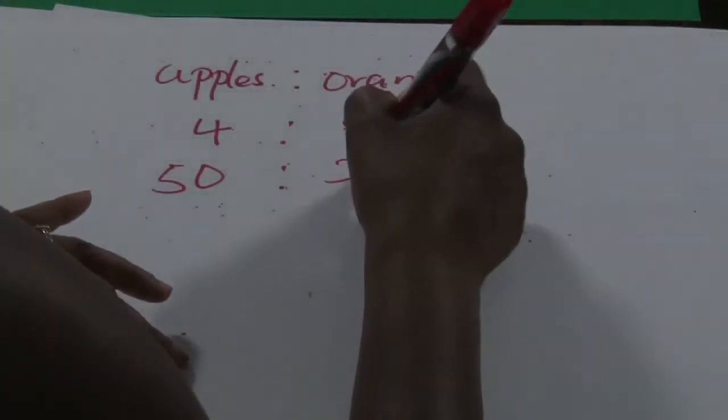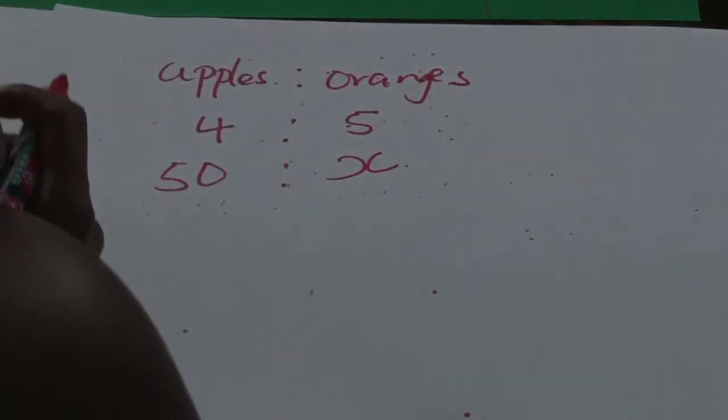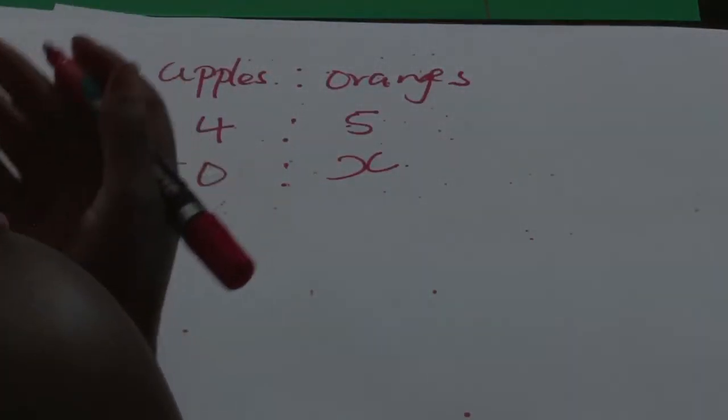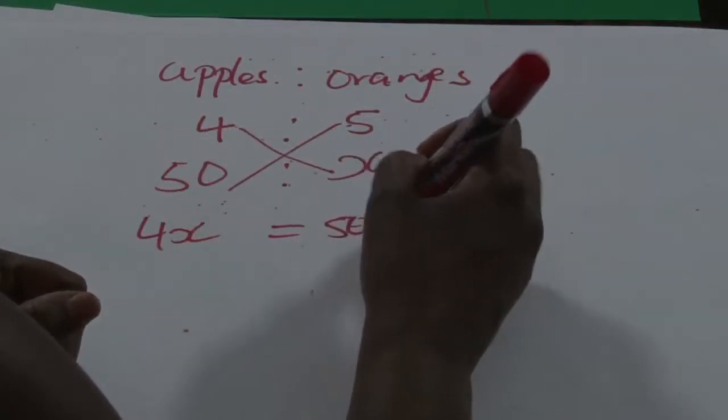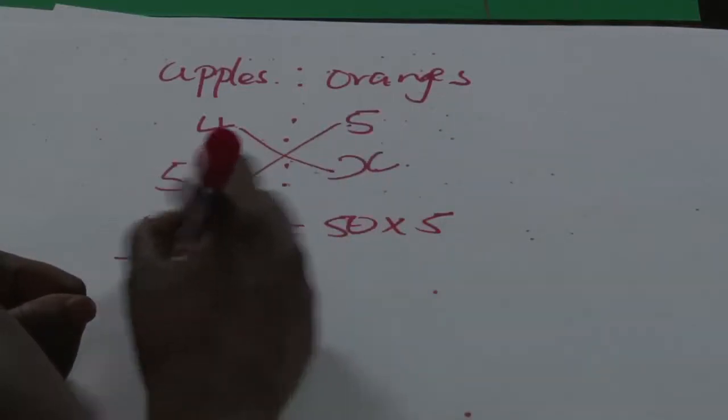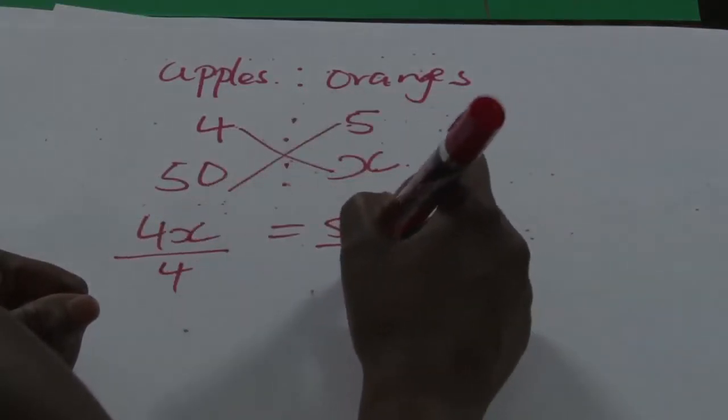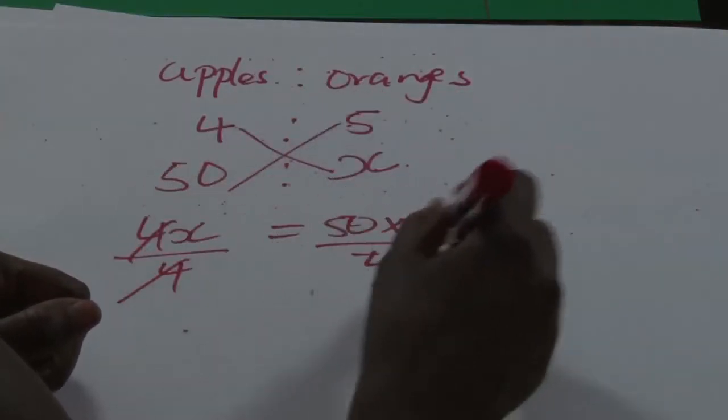Usually in mathematics we represent an unknown with x or any letter of choice, but we are mostly used to x. Okay, then you work out. So if you have a ratio like this, you can cross multiply to get your x. x times 4 is 4x, which is equal to 50 times 5. Then you divide both sides by 4. Then x will be equal to this.